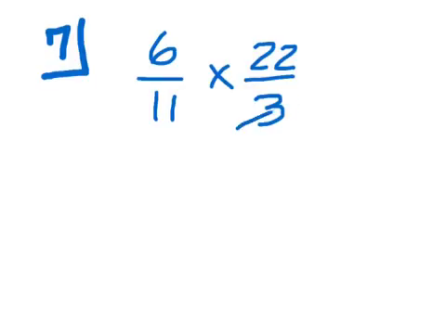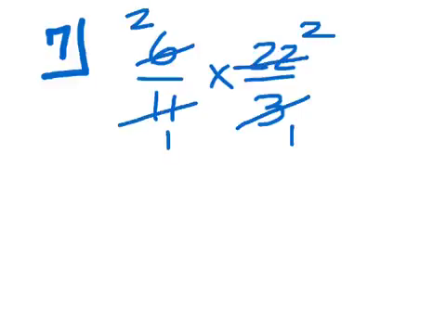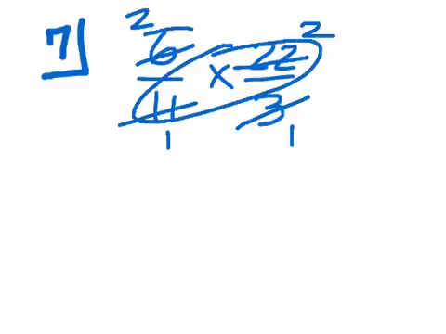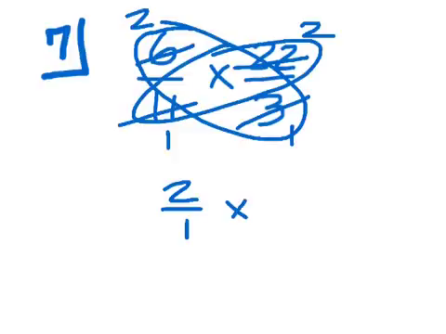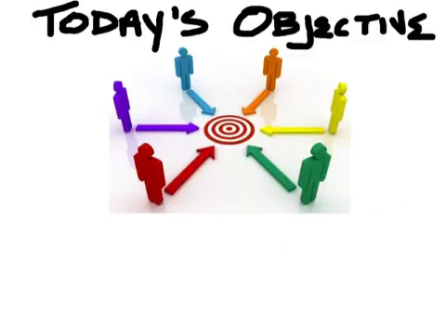Let's see, you can cross cancel here to get a 1 and there to get a 2, and then here to get 1, there to get 2. You're taking out 11 on these and 3 on those. So you have 2 over 1 times 2 over 1. 4 over 1 is the same as 4.